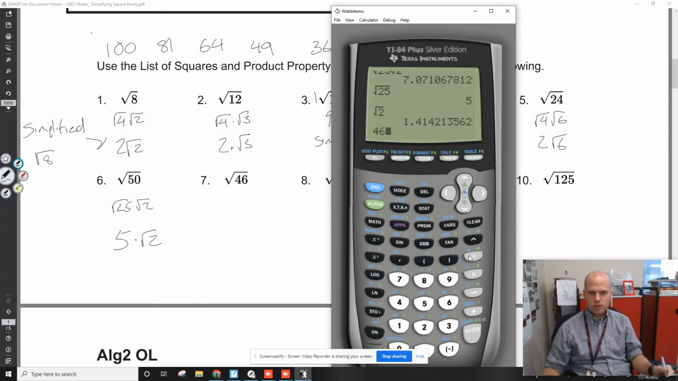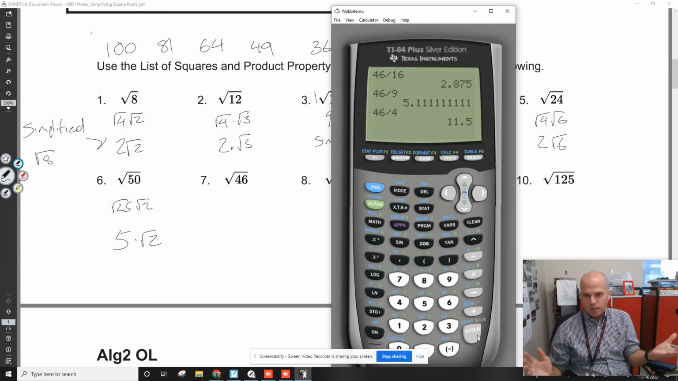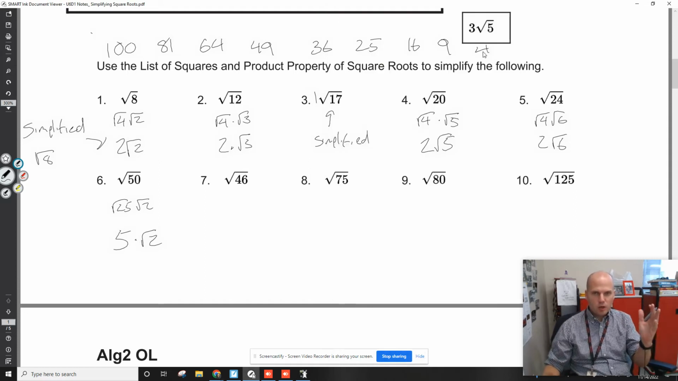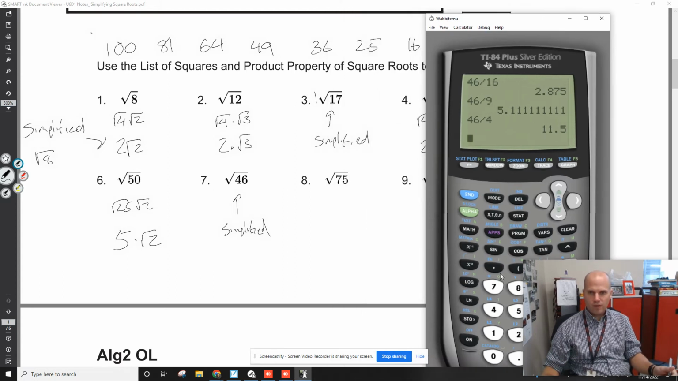Okay, let's try 46. Try 16, I try 9. I'm not trying 25 because 25 times 2 is 50, so I know it's got to be smaller than that. Try 4. Doesn't work. None of these perfect squares fit nicely into 46, so we say this is simplified. We can't do anything.